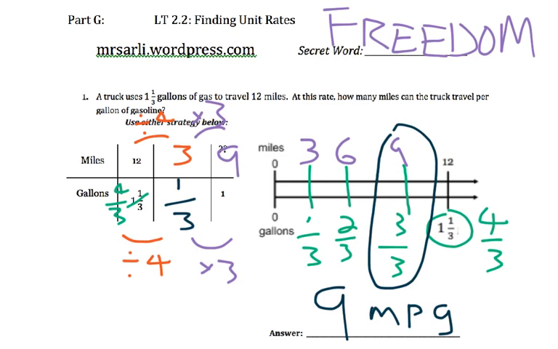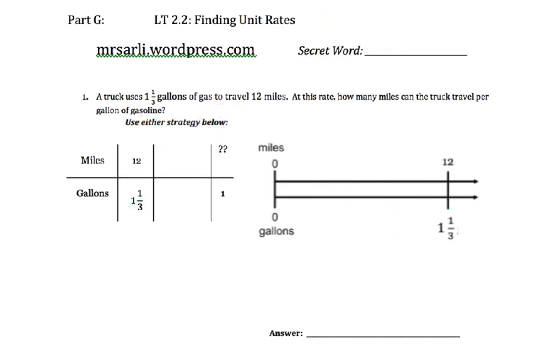The last really common strategy I've seen, there are more, but I'm just showing you guys 3, because, freedom, would be to kind of use what's been all over this packet and use keep, change, flip. So any number divided by itself equals 1. And you can use that rule of math to solve this problem. So 1 divided by 1 1/3 equals a whole. So 12 divided by 1 1/3 is going to be equal to the answer to this problem. I'm going to make some space. 12 divided by 1 1/3.